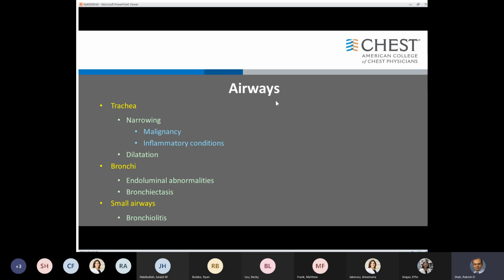We took a little journey through the airways from the trachea. We went through conditions that affect either narrowing caused by tumor or inflammatory conditions, or dilatation like tracheomegaly. We reviewed bronchi, and then we spent a little time on distal airway diseases. So with that, I'll end.